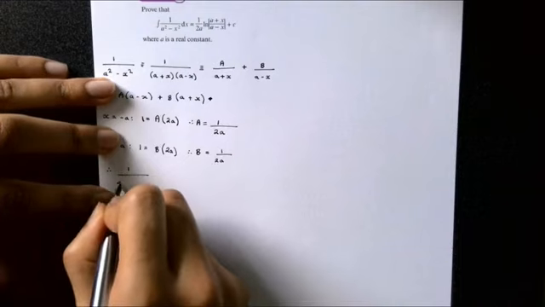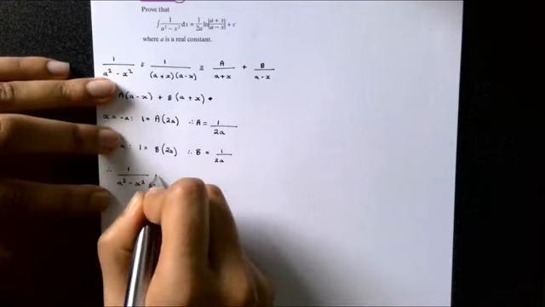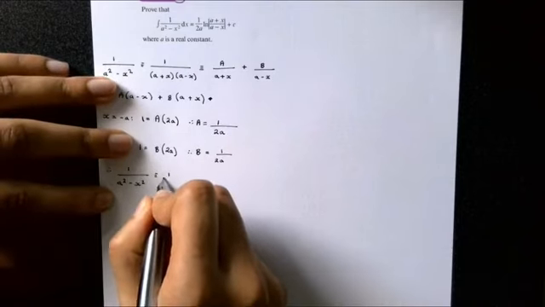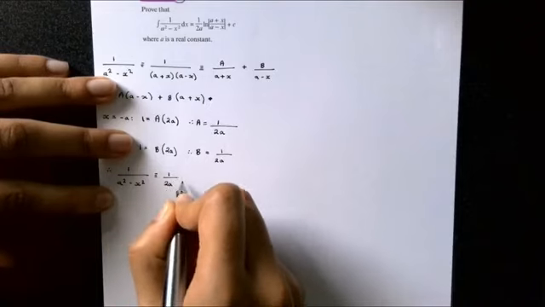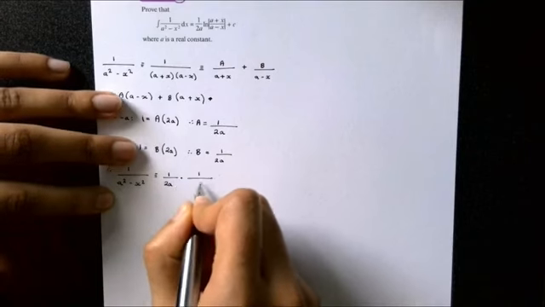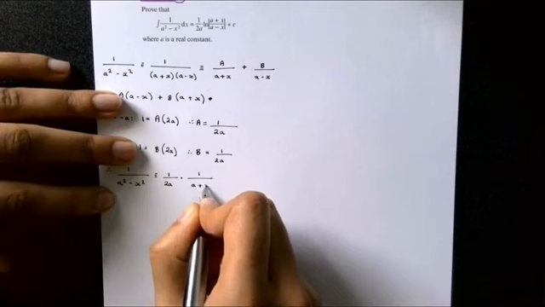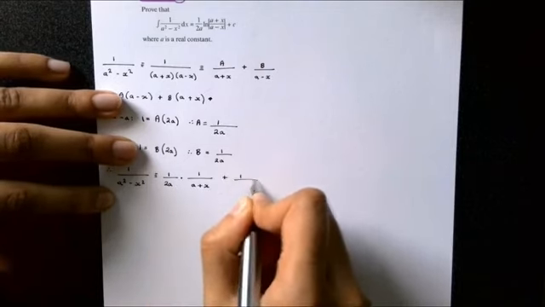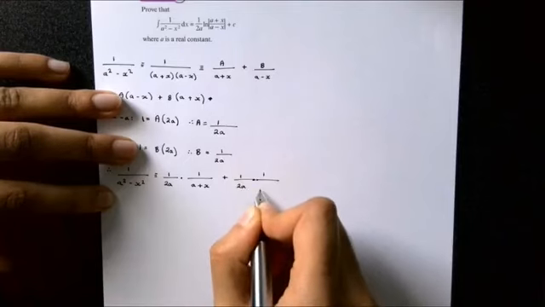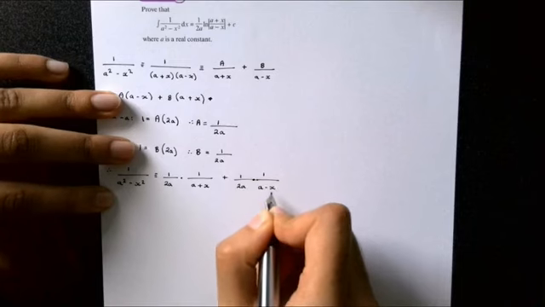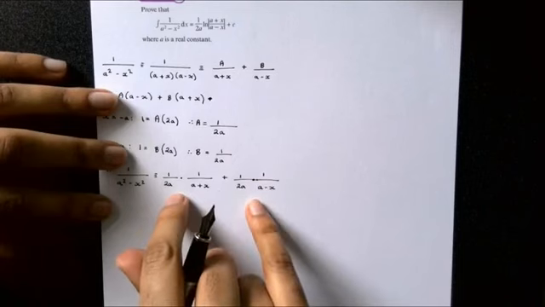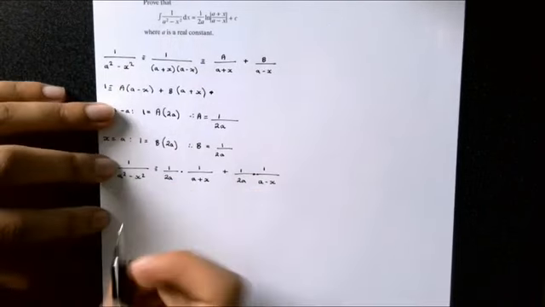And therefore, knowing the values of a and b, we can conclude that 1 over a squared minus x squared is equivalent to 1 over 2a lots of 1 over a plus x plus 1 over 2a lots of 1 over a minus x. So we can use this idea to help us integrate this result.